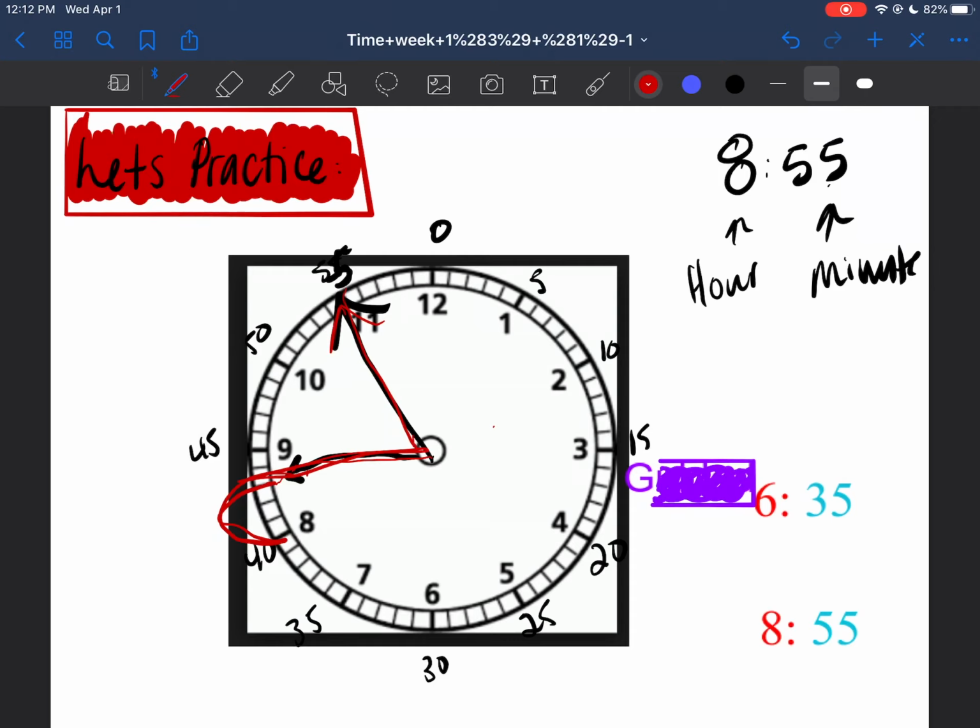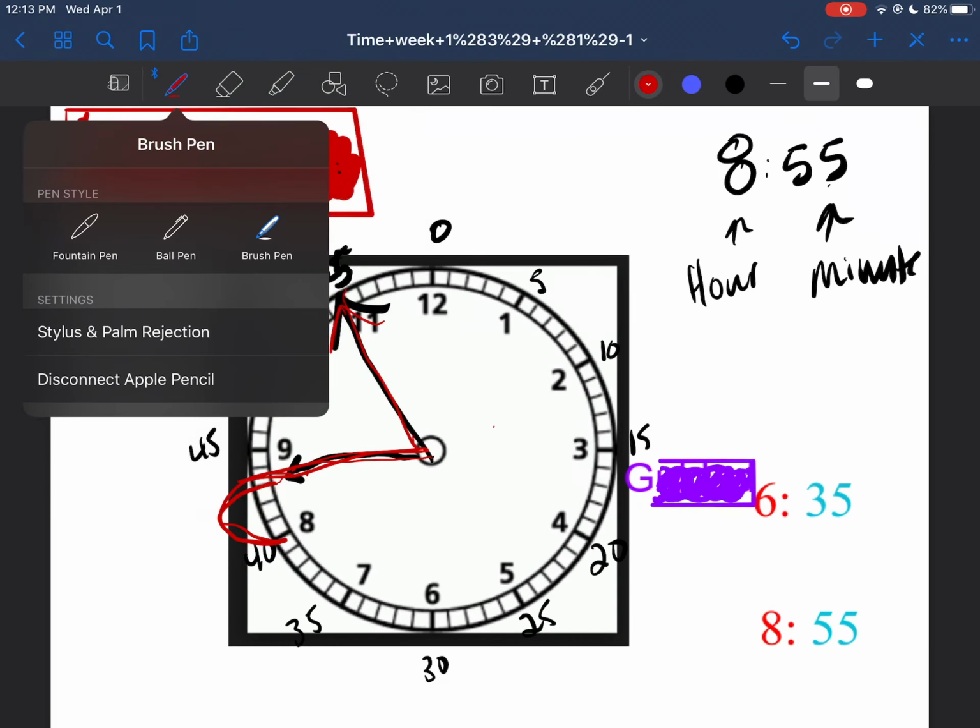For your practice today, you're going to have several analog clocks that you are going to have to read. You need to make sure you are writing the times down in your notebooks, and then send a picture of your work to your teacher.